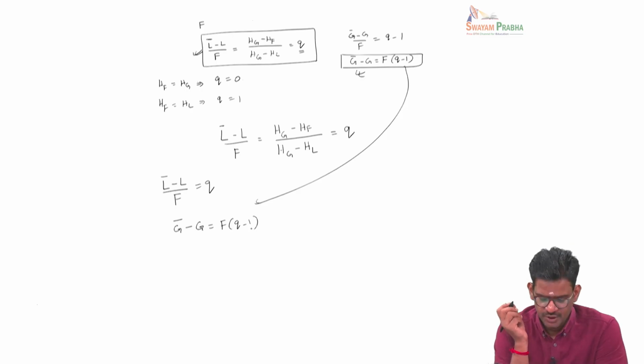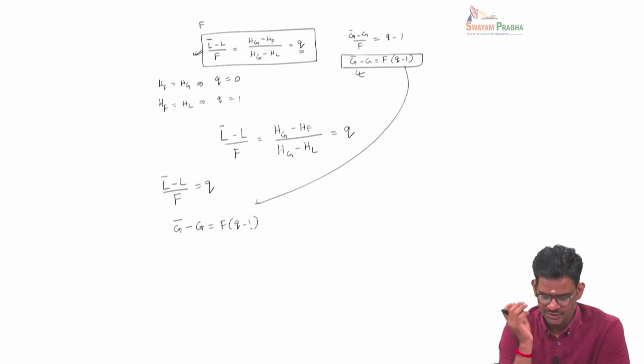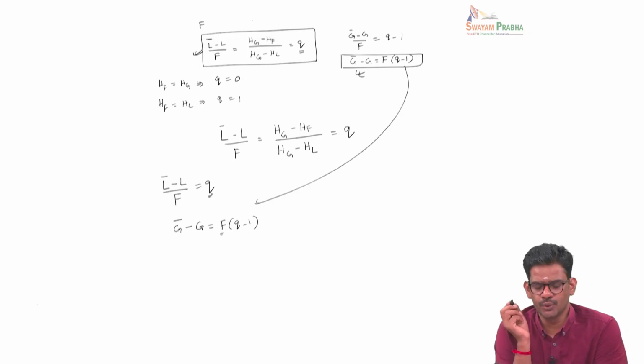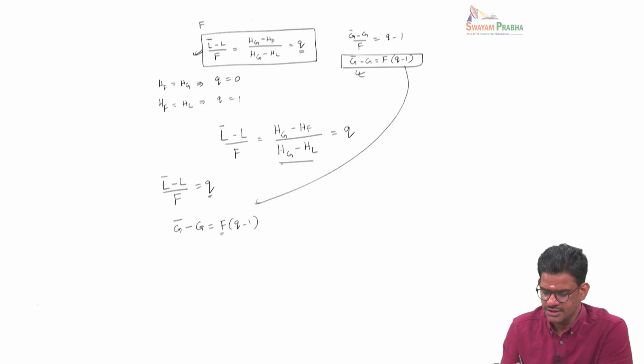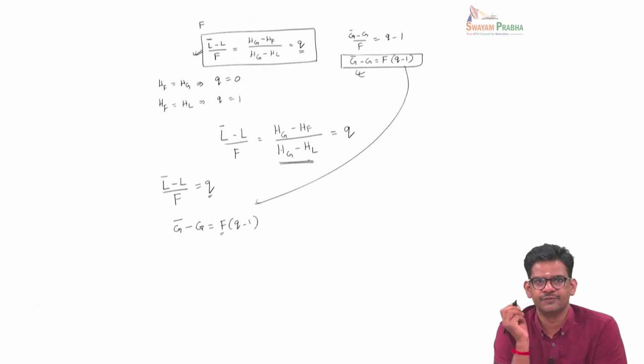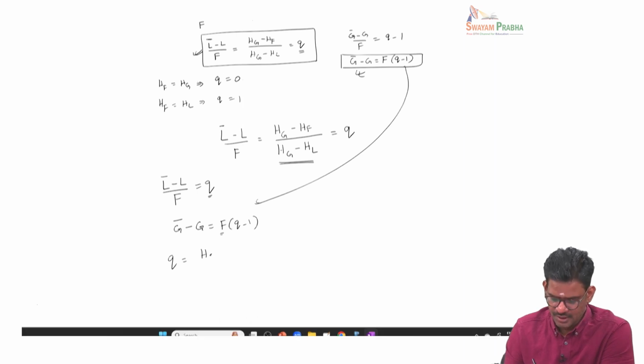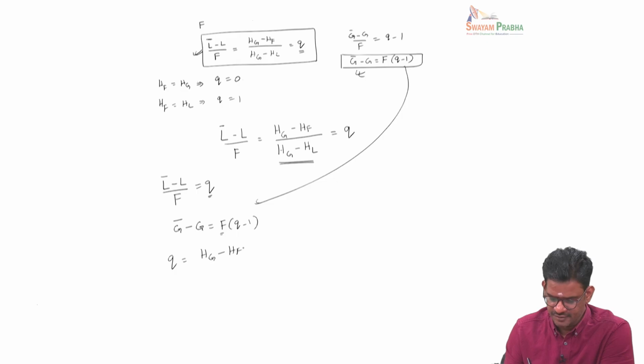So from these two equations, we can find out the change in the molar flow rate of liquid, L bar, as well as the vapor flow rate, that is G bar, once we know the value of F and Q. And generally Q is obtained from the other equation relating to the enthalpies of the various streams. So we have another independent equation for determining Q: (HG minus HF) by (HG minus HL).